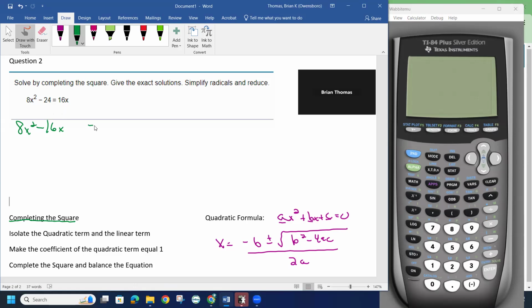So I'm going to give myself a little bit of space here. And that minus 24 has to change over to the other side of the equation, and it's going to equal a 24 over here. So again, when you change sides of the equation, your sign changes. The next thing is you have to make the coefficient of the quadratic term equal to 1. So that tells me I have to divide everything by an 8.